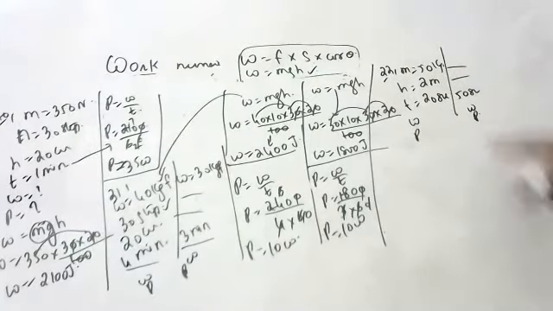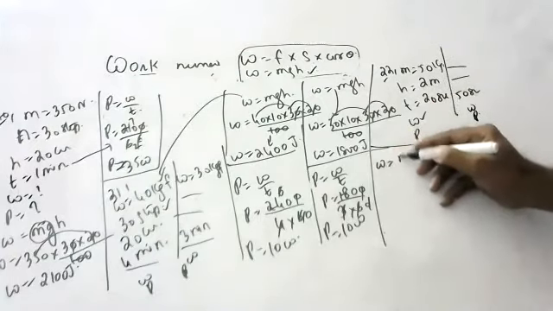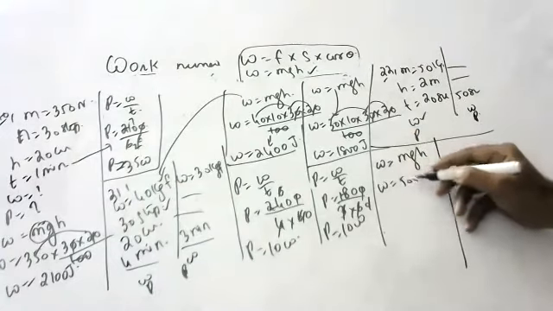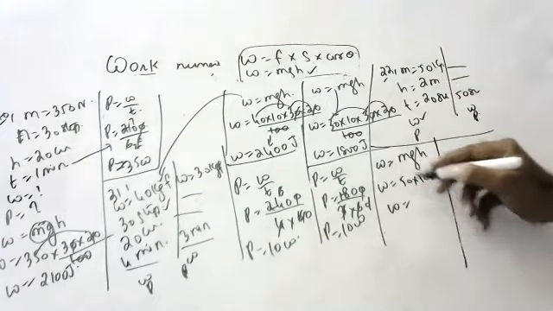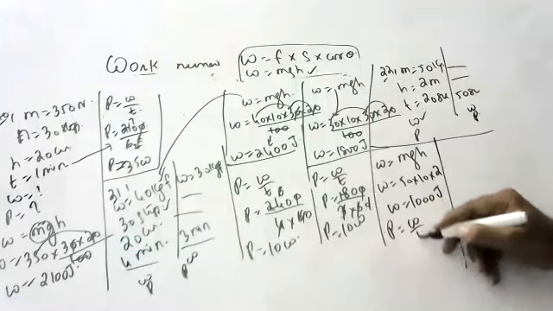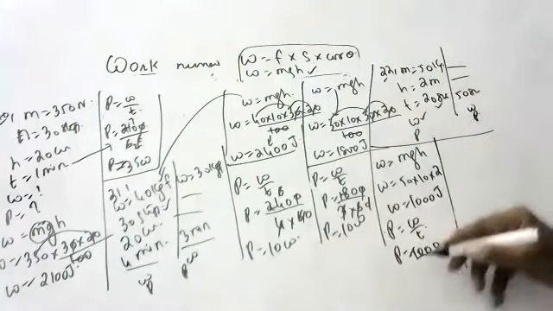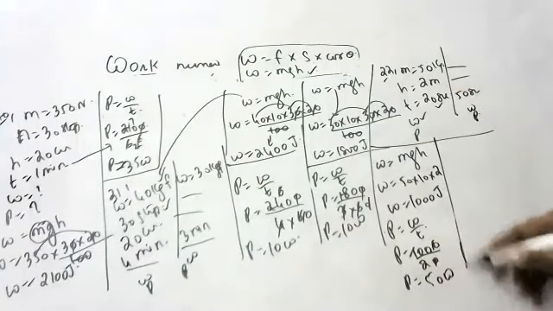What is the work done by this fellow? Work is equal to mgh. How much? 50 into 10 into 2, which is 1000 joules. Power is equal to work by time, 1000 by 20 seconds. So how much? 50 watts.